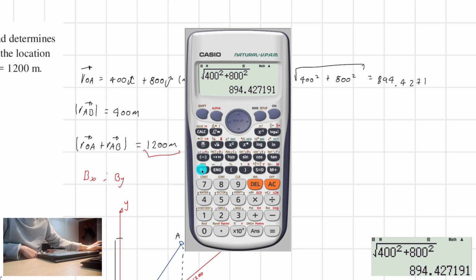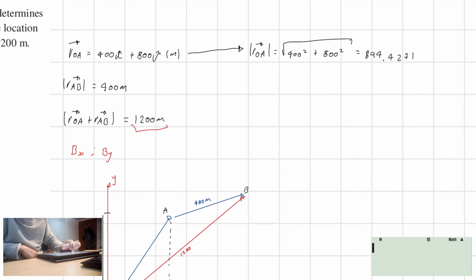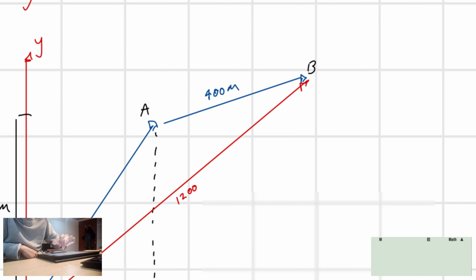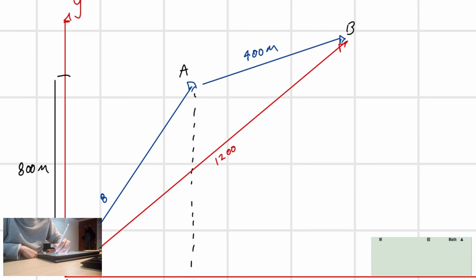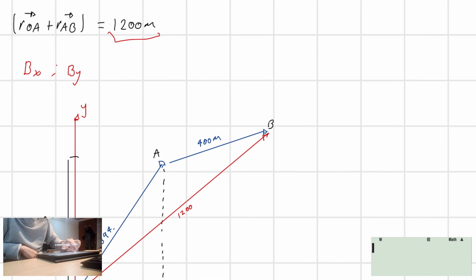So shift storage and A position. Now when I look for the A position, this is equal to the value that I just saved. Alright. Now we have this magnitude, 894 point, what was it? 4271.